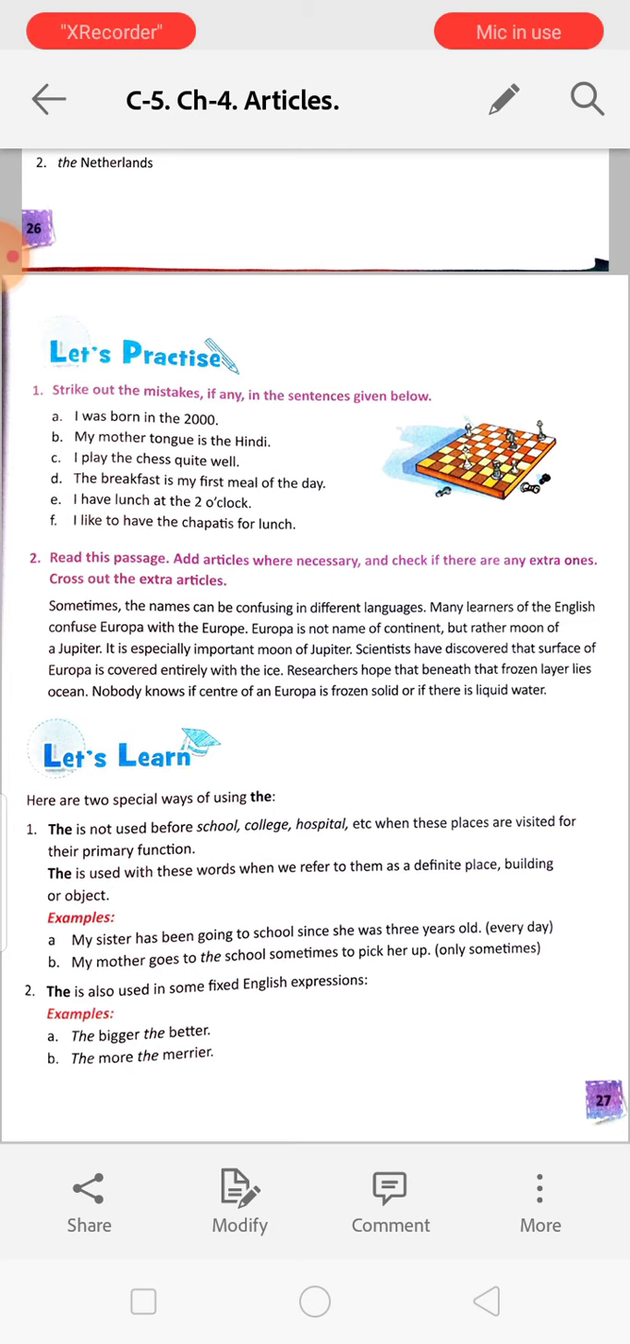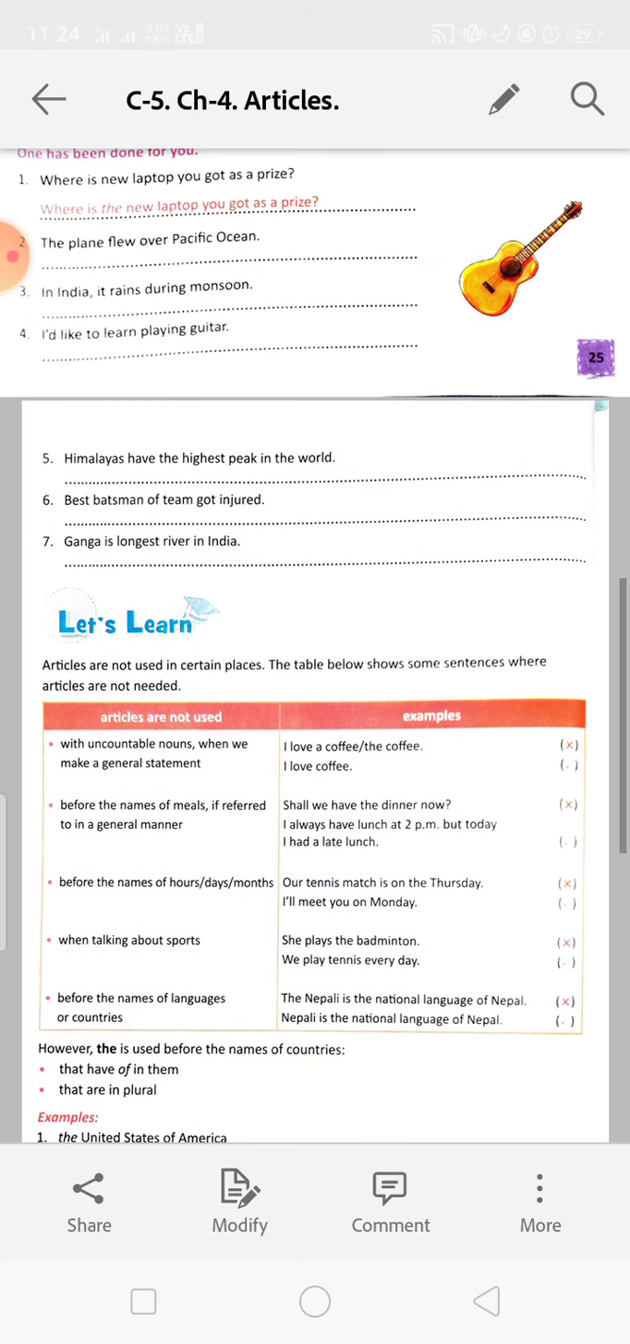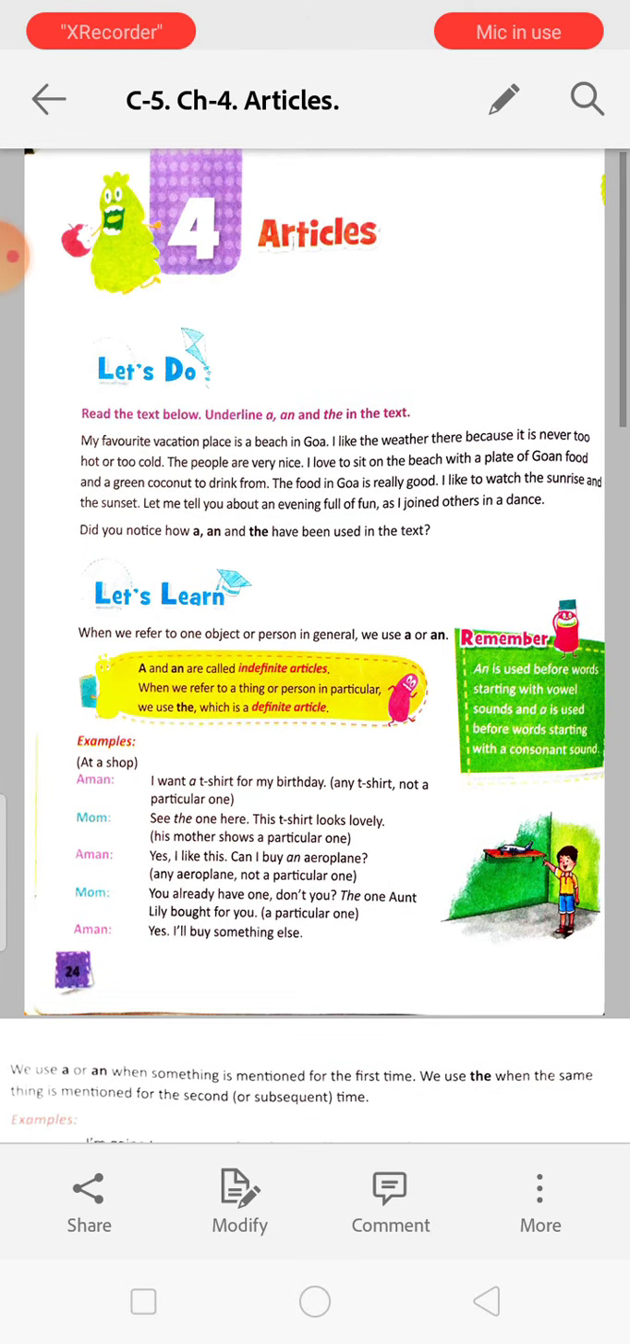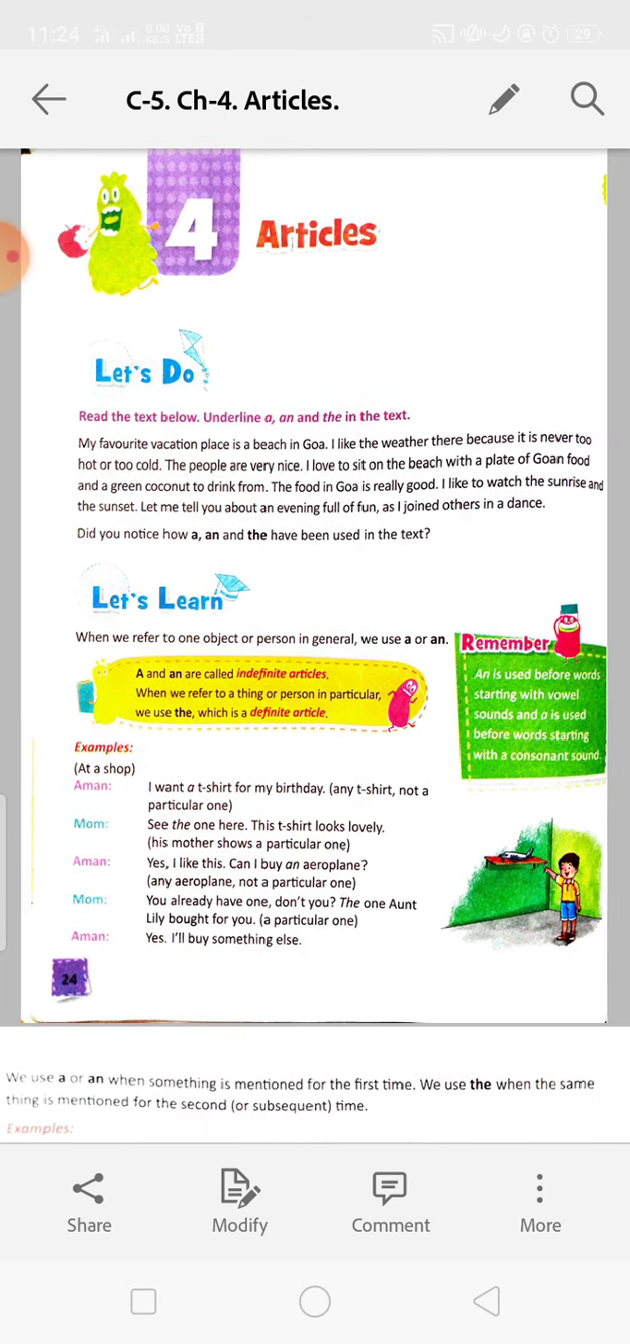Okay. So read the chapter, do the exercises in the book, and do the worksheet in the copy.